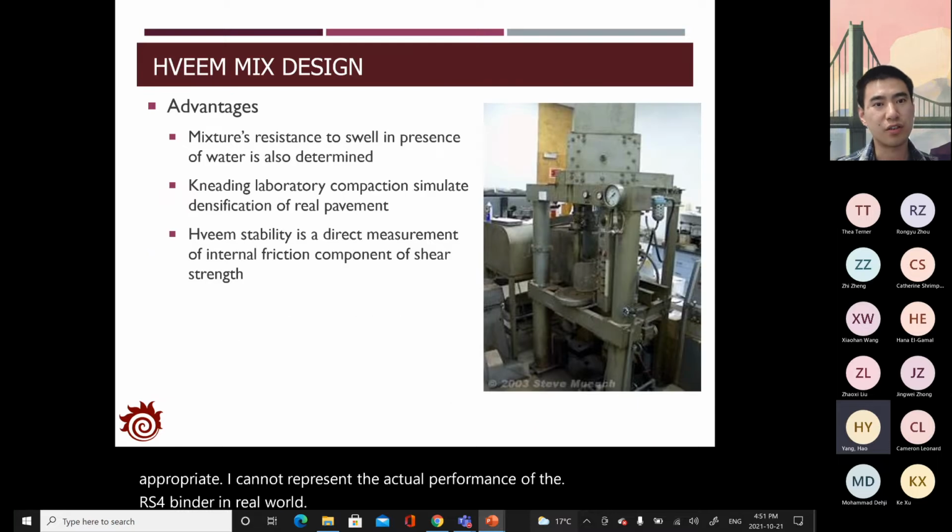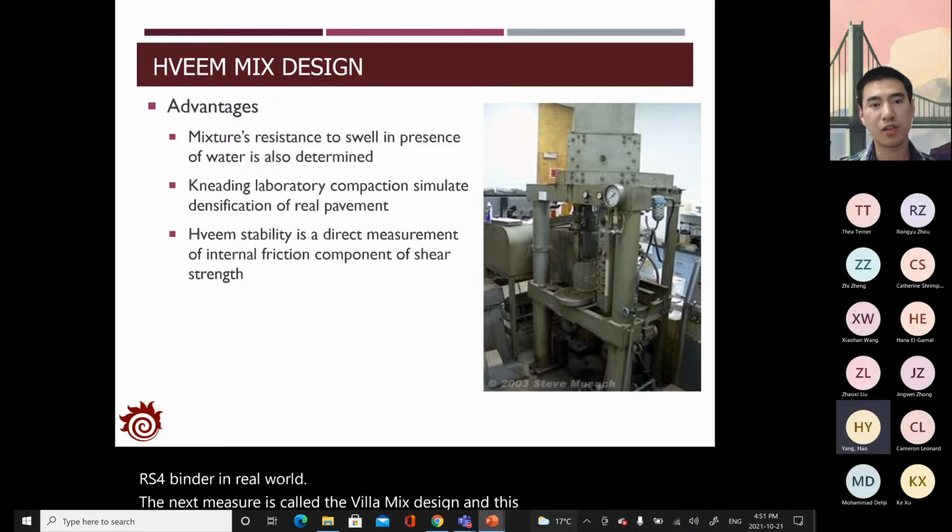The next method is called the Hveem mix design, and this one overcomes a lot of drawbacks of the Marshall method.